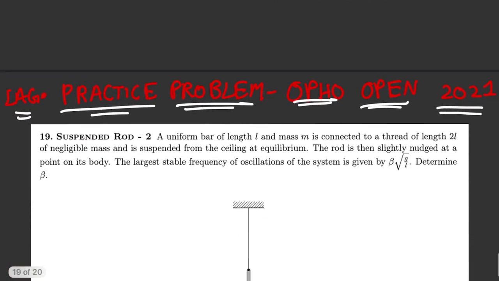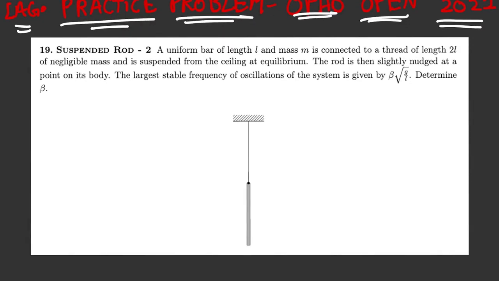So as it comes to oscillations, here's a Lagrange practice problem from this year's online physics Olympiad. There's a uniform rod of mass m and length l, connected to a string of length 2l, negligible mass, and it is suspended from a string at equilibrium. It is slightly nudged at a point on its body, so it can either be given a small impulse or a small torque. Now he's asking the largest stable frequency of oscillation.